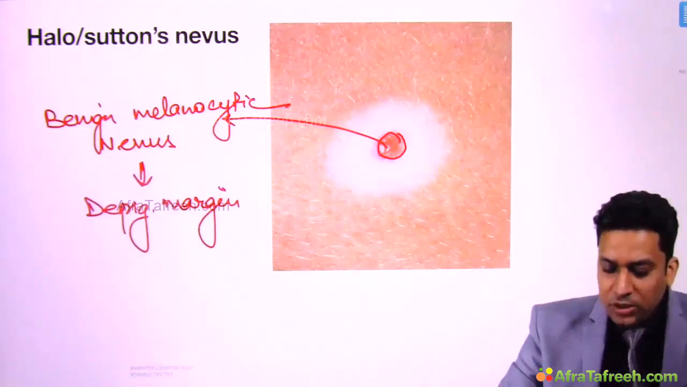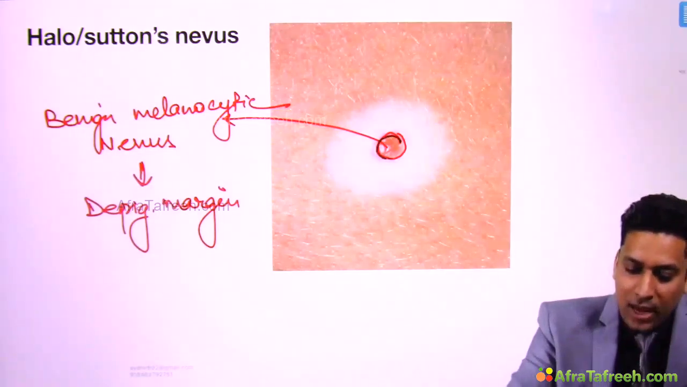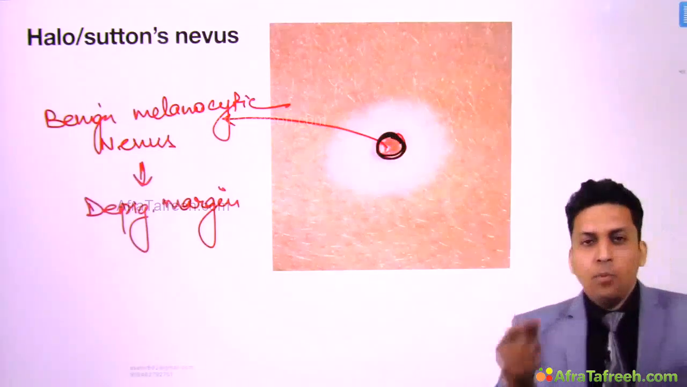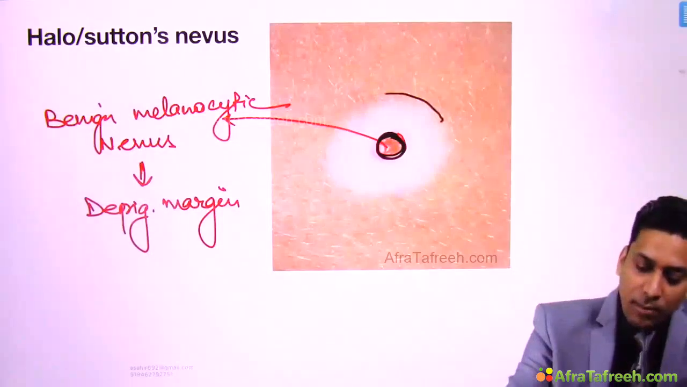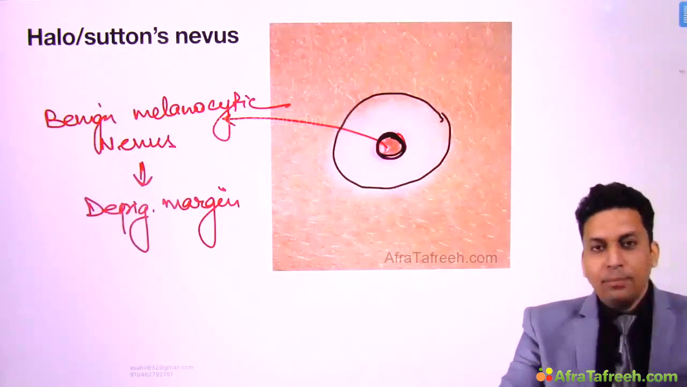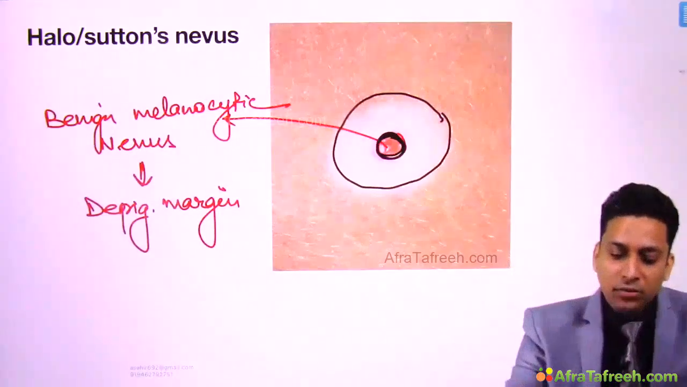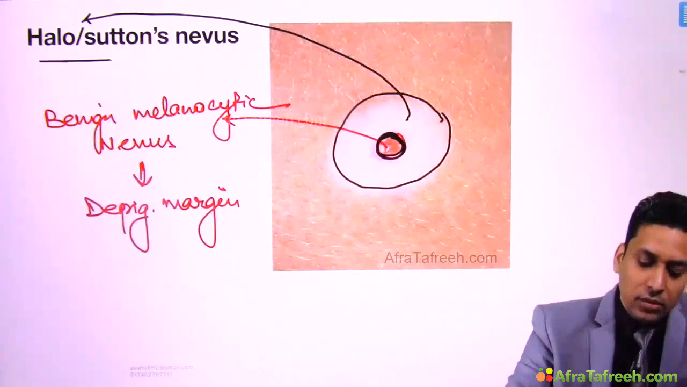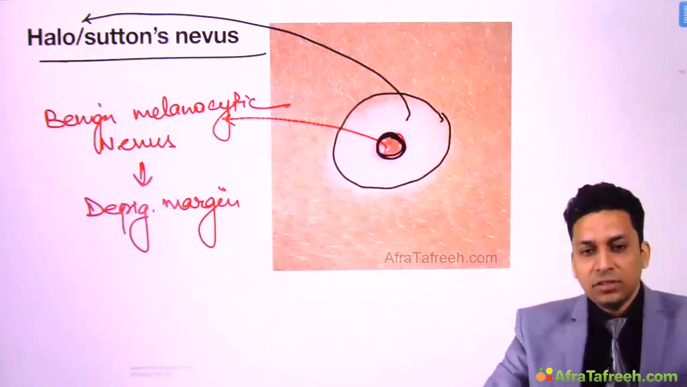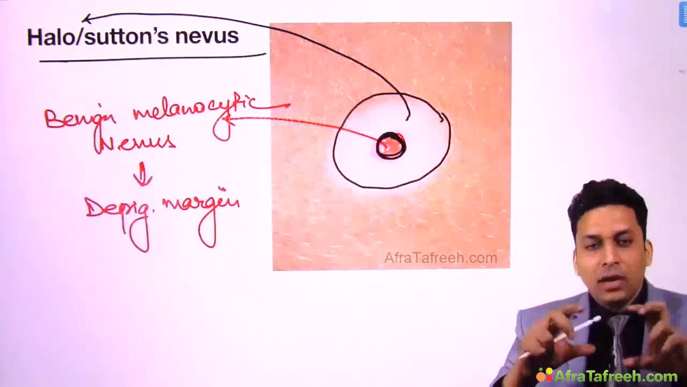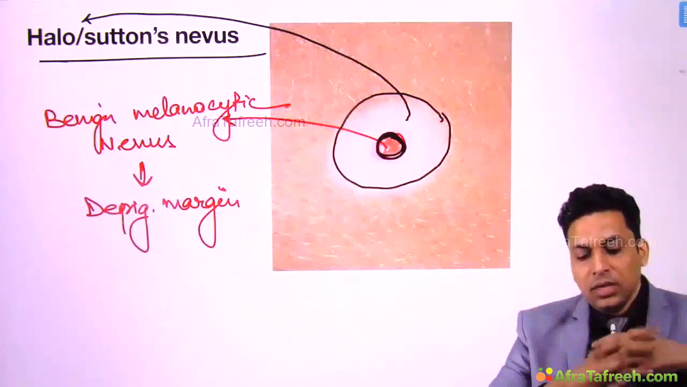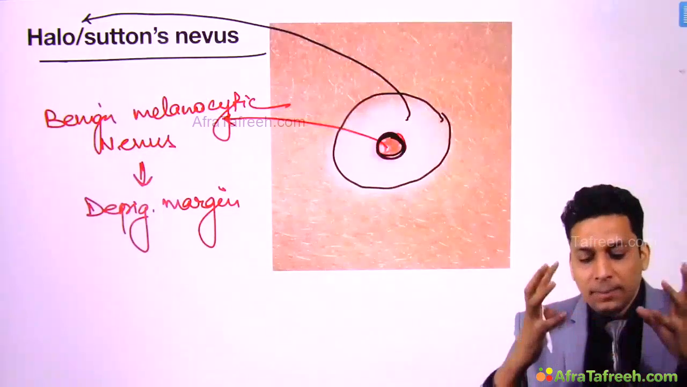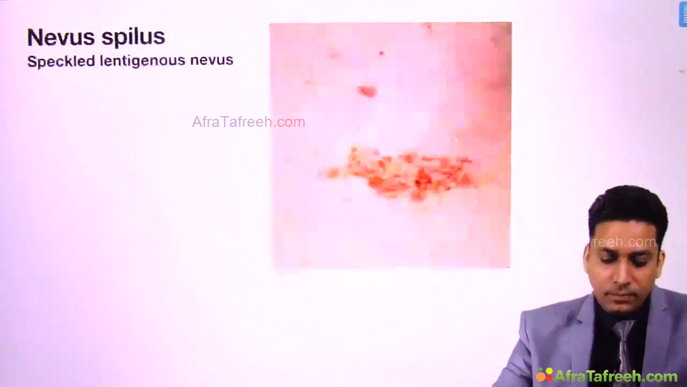So sometimes what happens, you will find this melanocytic nevus. This is a benign mole-like lesion which is normally present, but around this mole, the patient starts developing this depigmented halo. And because this depigmented halo is present around the lesion, this is known as halo nevus. This is also known as Sutton's nevus. Once you excise the melanocytic nevus, this depigmentation gradually resolves. So this is known as halo nevus and the treatment is excision.